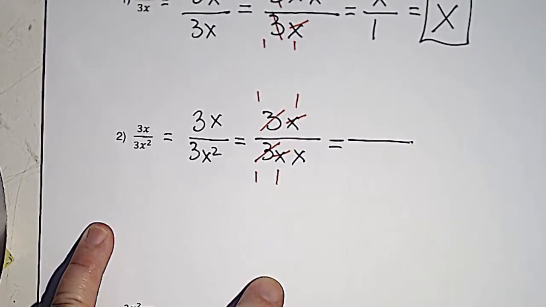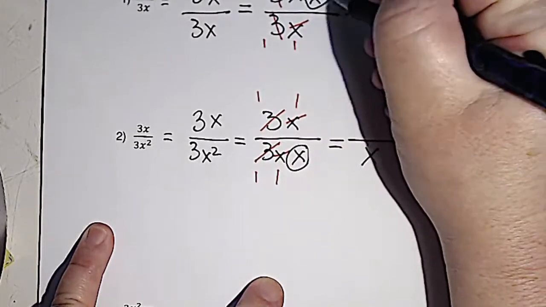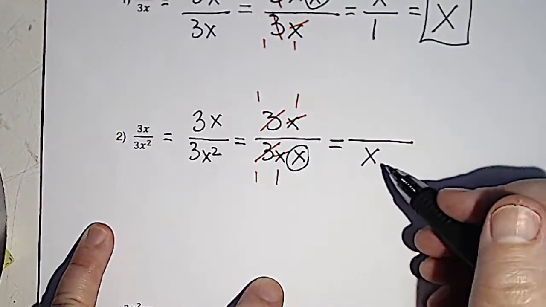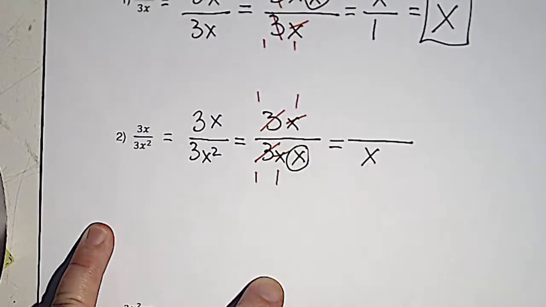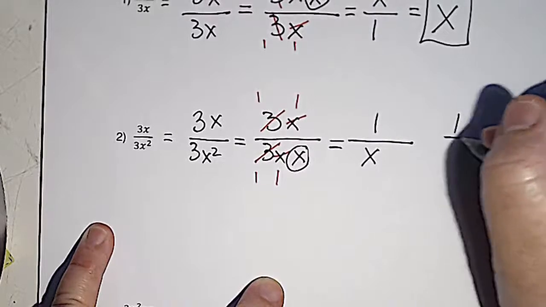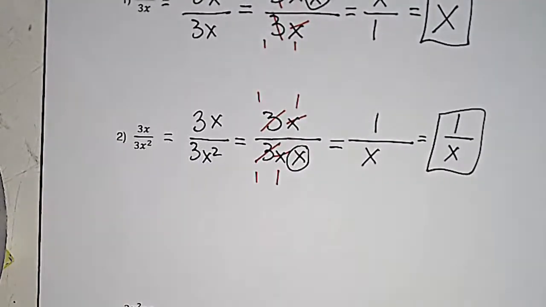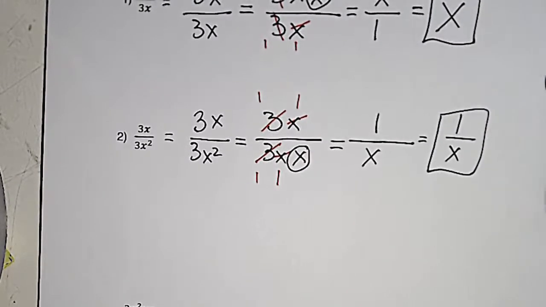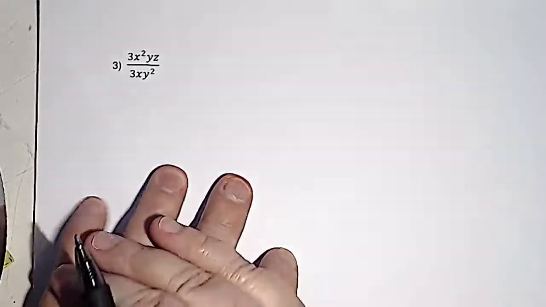Again, everything cancels, but that lone x that's down here. Should probably circle this one up there. But what's left on top? You got it. It's a couple of 1s. 1 times 1 is 1. So 1 over x is our answer. Woohoo! So we're reducing fractions, but now we're reducing them when we have variables involved. Okay, last one for this video, and then we'll take a break and then go on to the next video.